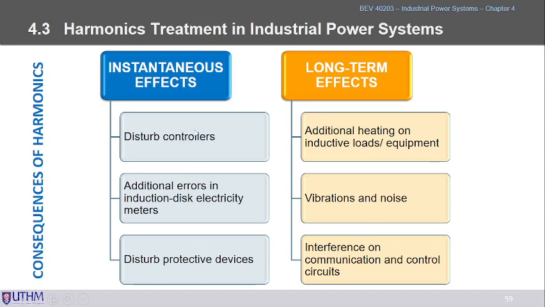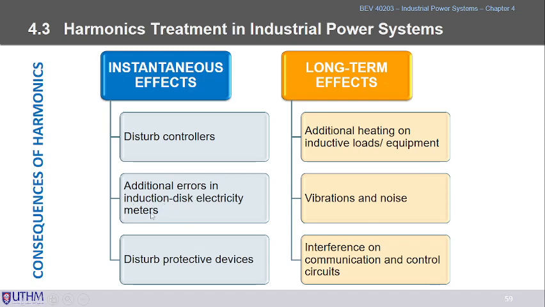So you can imagine, once your controller has been disturbed by this harmonic content, what will be the next effects to your production line. Okay, the production line will have, I think, quite messy or chaotic conditions after that. Okay, and then the second instant effect of the harmonic content is additional error in the induction disk.